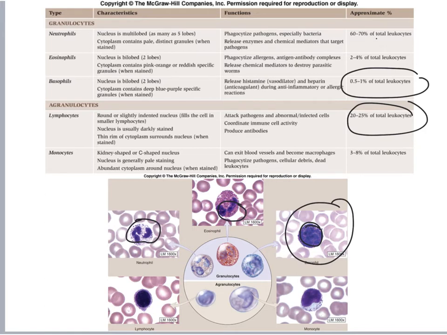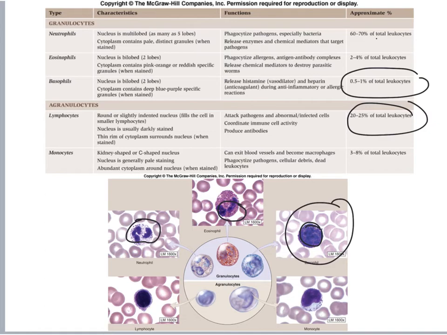But these are huge players in our immune system, coordinating immune cell activity. B lymphocytes make antibodies. T lymphocytes attack pathogens and infected cells. I mean, these really are the key players in our immune system, which we will get to know and love as soon as we get there.